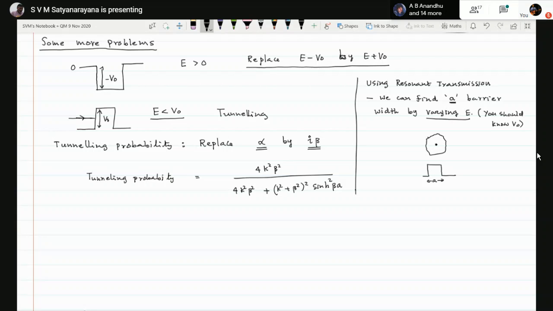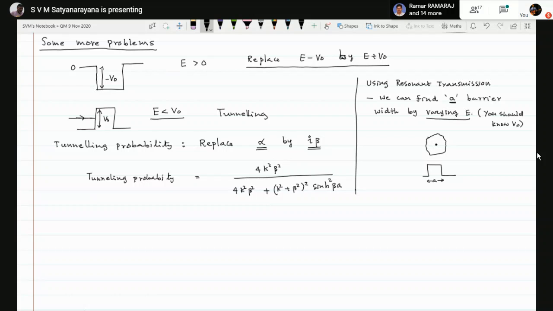Like when people were trying to understand what is the size of the nucleus, they did scattering experiments. They send electrons of different energies, and then they see when this kind of resonant transmission occurs. So that will fix the barrier height if you know the barrier width, and the barrier width if you know the barrier height. So you have to do two different experiments.